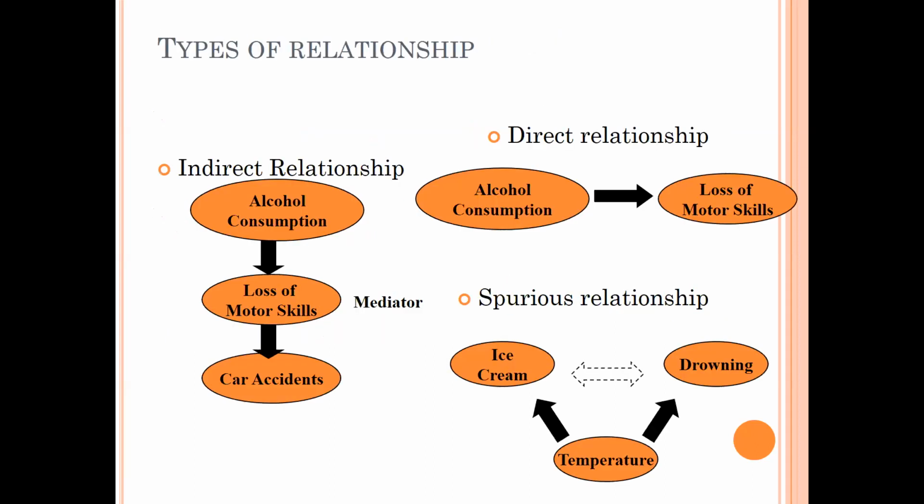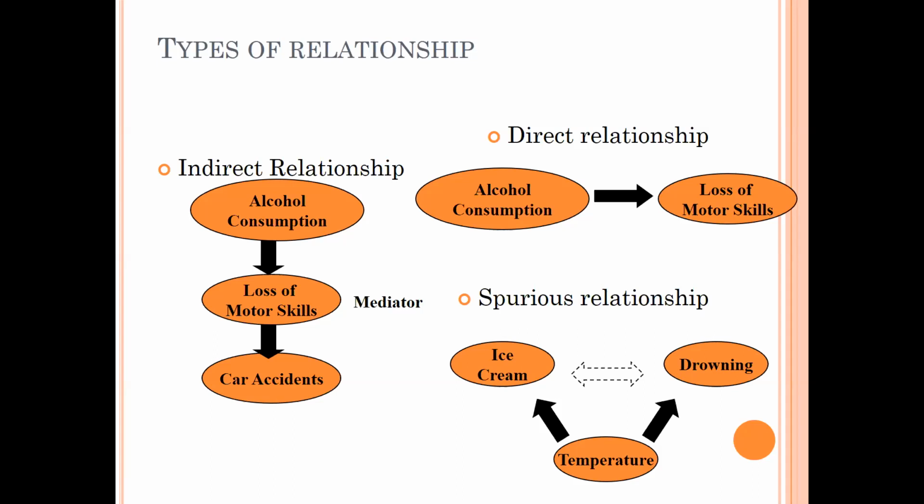One important thing to understand is the different types of relationships you can have in structural equation modeling. You can have a direct relationship, such as alcohol consumption leads to loss of motor skills. You can have an indirect relationship where there is a mediator. So alcohol consumption leads to loss of motor skills, which leads to car accidents. In fact, there can be an infinite number of mediators in between two variables that are causally related. But sometimes you don't have measures of those mediators.